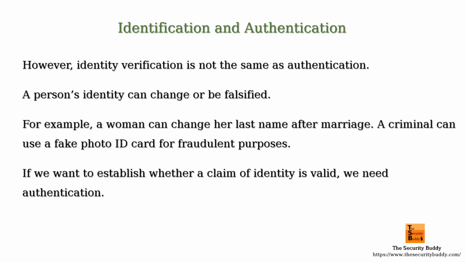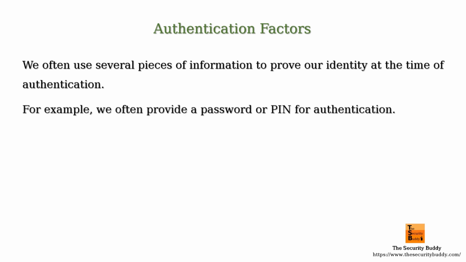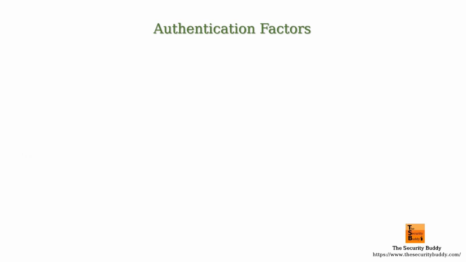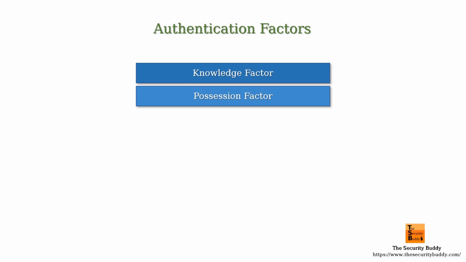We often use several pieces of information to prove our identity at the time of authentication. For example, we often provide a password or PIN for authentication. These pieces of information that we provide for authentication are called authentication factors. There are three types of authentication factors: knowledge factor, possession factor, and inherence factor.